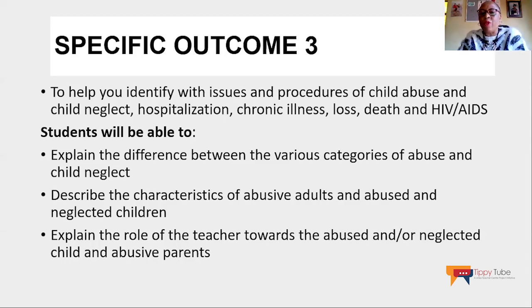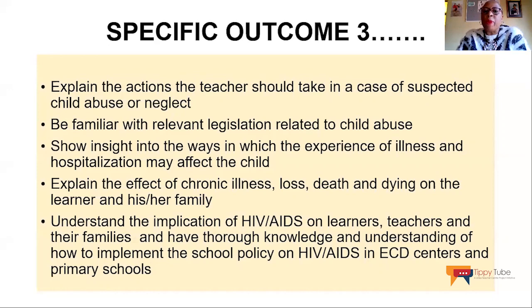Describe the characteristics of abusive adults and abused and neglected children. Explain the role of the teacher towards the abused and or neglected child and abusive parents. If you don't know, you'll confront the parent and mess the whole thing up and put the child in an even worse situation. Explain the actions the teacher should take in case of suspicions of child abuse or neglect.